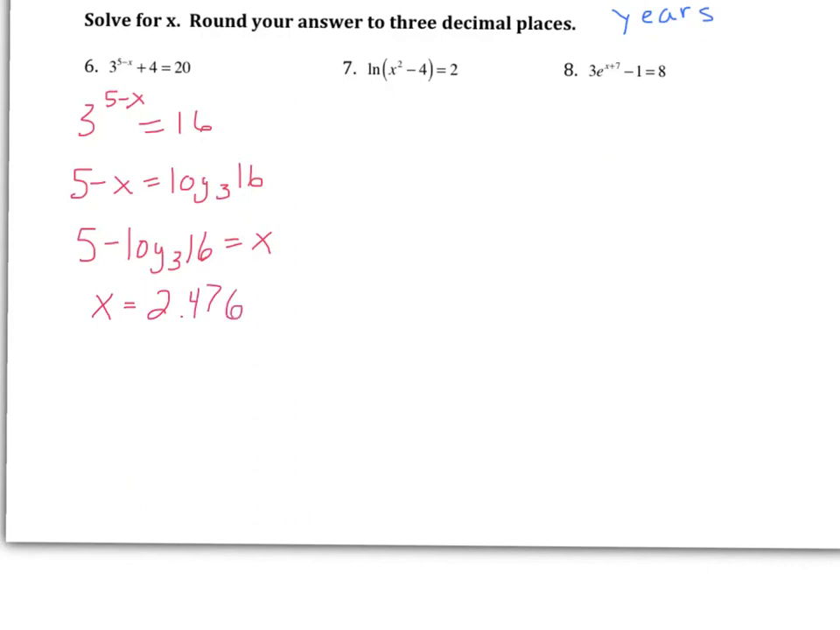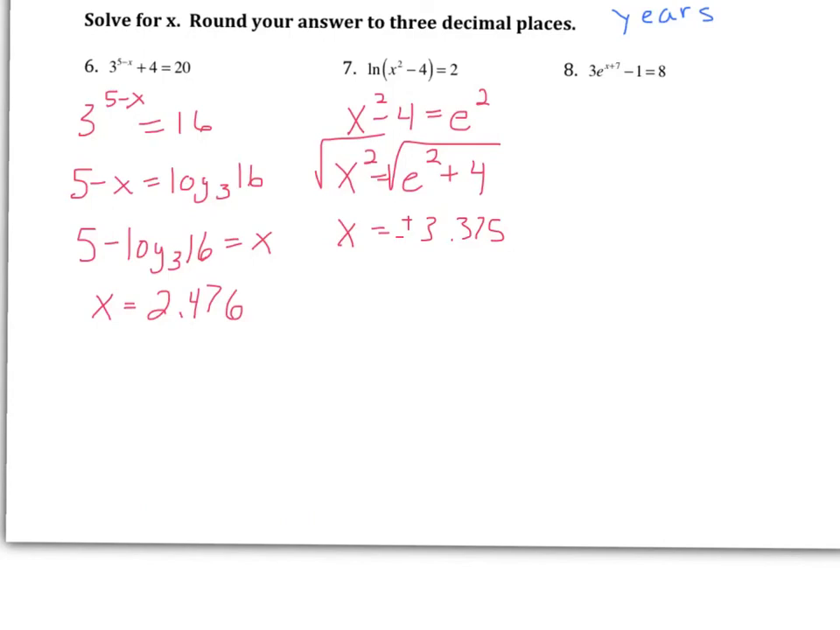For number 7, we first want to get rid of the natural log. So we are going to bring the e to the other side. So we have x squared minus 4 equals e squared. And then we want to add 4, and then take the square root. And whenever we take a square root while solving, we want to remember about plus or minus. So in our calculators, we will do e squared plus 4. We'll get x equals plus or minus 3.375.